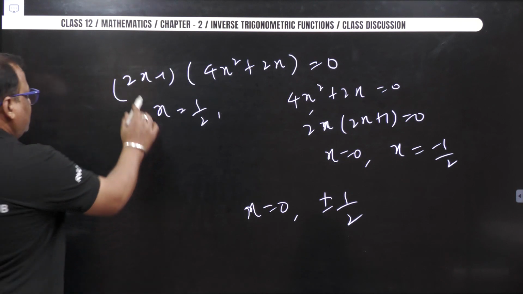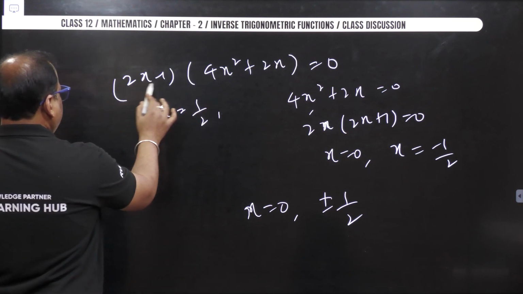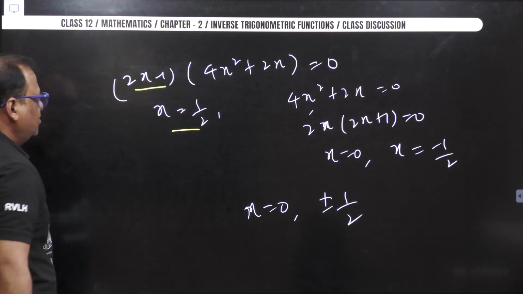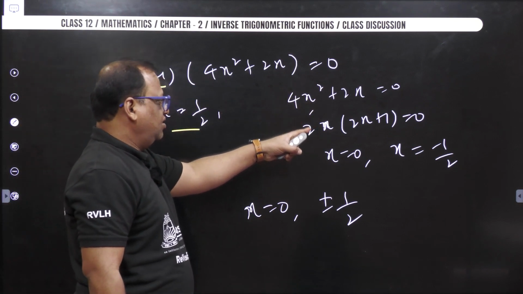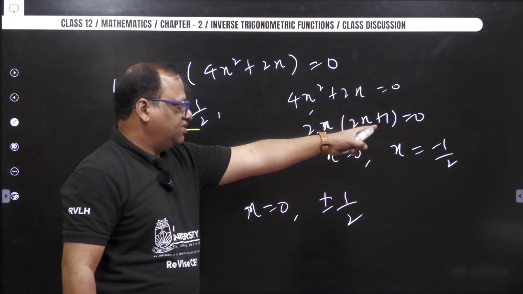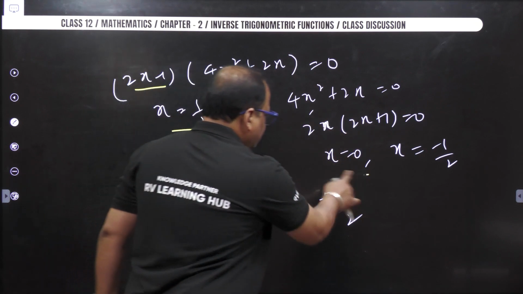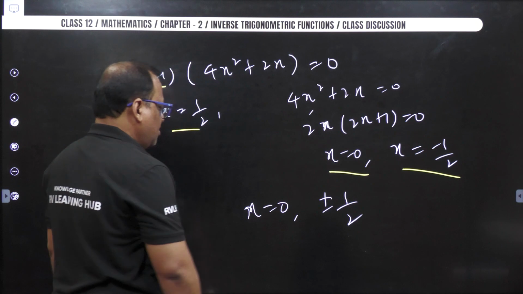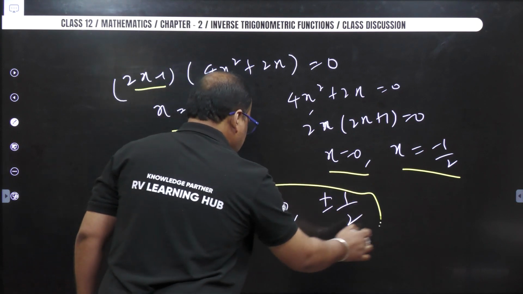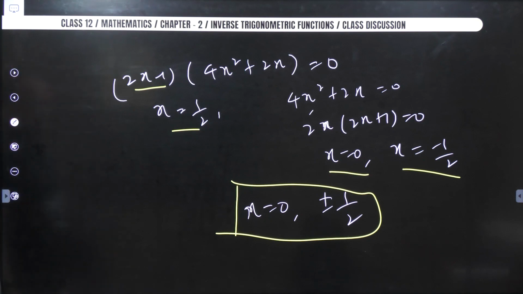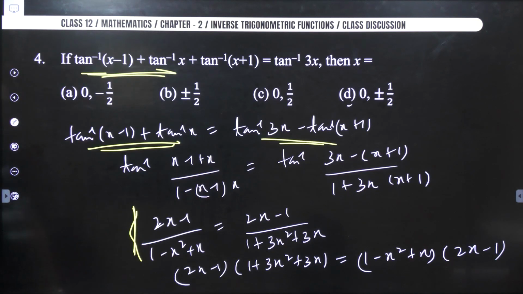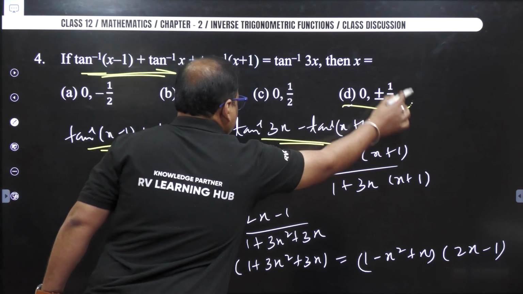Okay. So 2x minus 1 is equal to 0, so x equal to 1 by 2. Now 4x square plus 2x equal to 0. Take 2x common. When I take 2x common, 2x plus 1 is equal to 0. x equal to 0, x equal to minus 1 by 2. So finally the values of x are 0, plus or minus 1 by 2. Option D will be the answer.